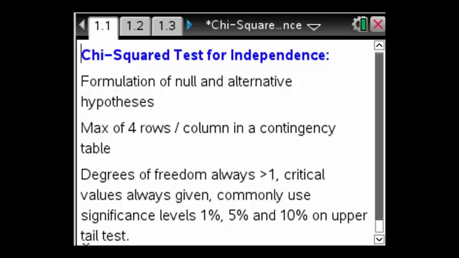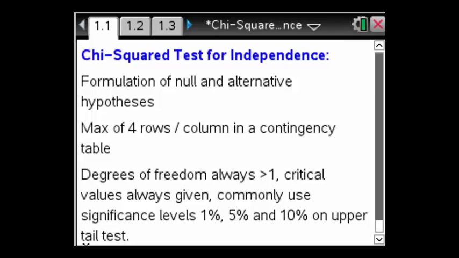So with regards to the size of contingency tables you get in the exam, Virginia informs me that there's a maximum of 4 rows or 4 columns, that the degrees of freedom is always greater than 1, and that critical values are always given. We use the traditional significance levels, either the 1% level, the 5% level, or the 10% level.